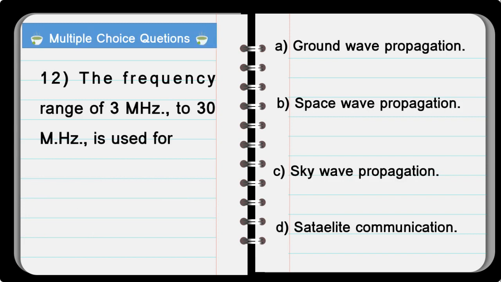Question number 12. The frequency range of 3 MHz to 30 MHz is used for. Option A. Ground wave propagation. Option B. Space wave propagation. Option C. Sky wave propagation. Option D. Satellite communication.